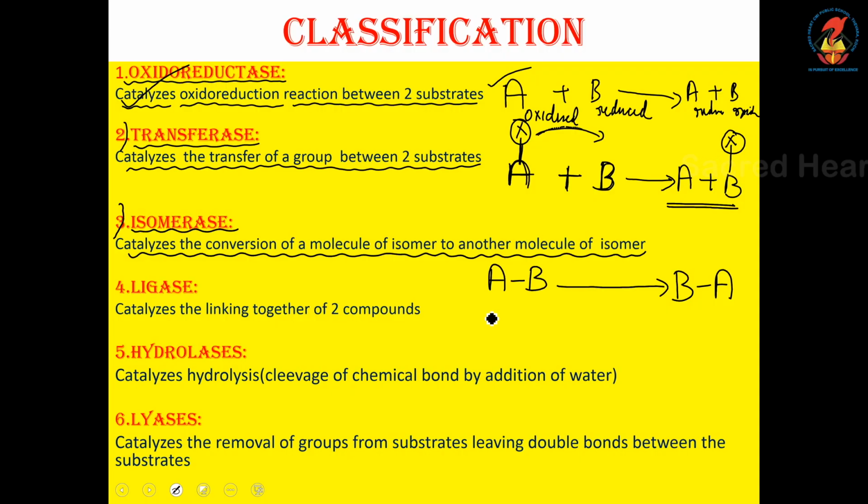A very good example is glucose 6-phosphate becoming fructose 6-phosphate, and the enzyme, using the nomenclature, we can name: the substrate is glucose. So, glucose, and which is the reaction? Isomerization. So, glucose isomerase.